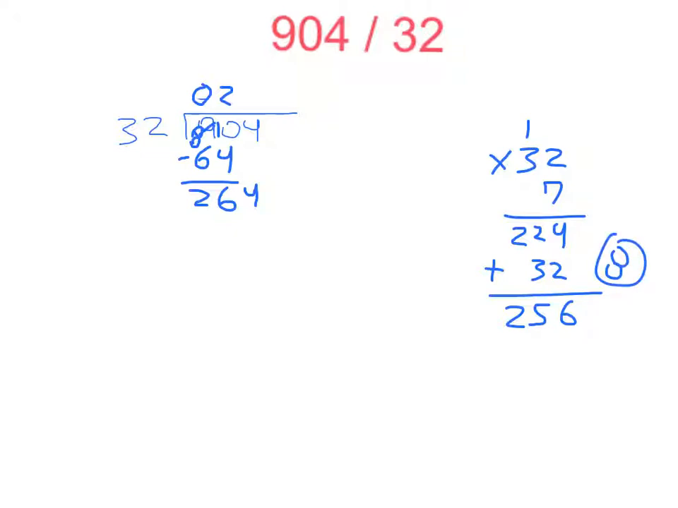So let's try taking away 256. Here I have 8 times 32 is 256, and we said that was 8 times.